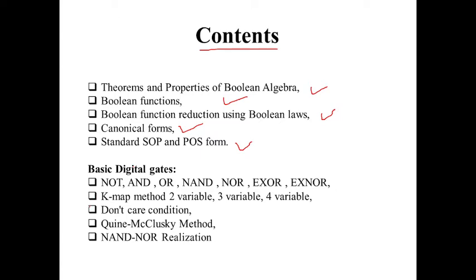Then we have to solve examples using the K-map method for 2 variable, 3 variable and 4 variables. Then don't care condition. And last one, we have to learn the Quine-McCluskey method and NAND NOR realization. So we have to cover all these topics in module number 2.